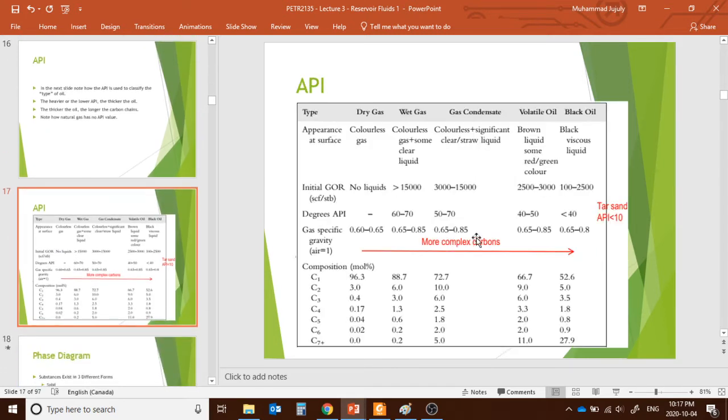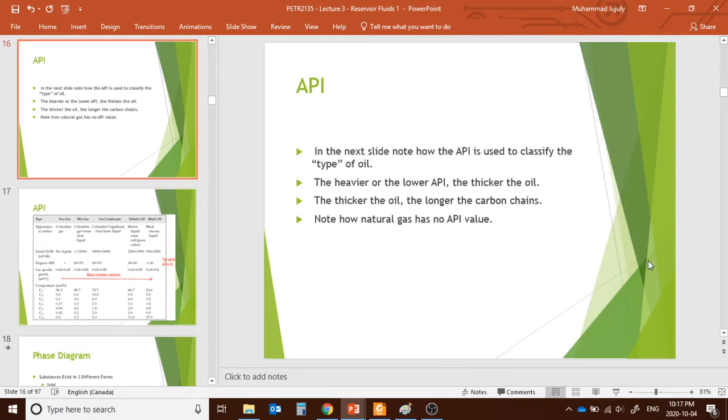That means if the density and the viscosity of a crude oil increase, then the API would be decreased. So this is an important chart. In this chart you can see the initial gas oil ratio, what it could be, the range, the API density, and the specific gravity of gas, how it could be, and what could be the potential composition in mole percentage.